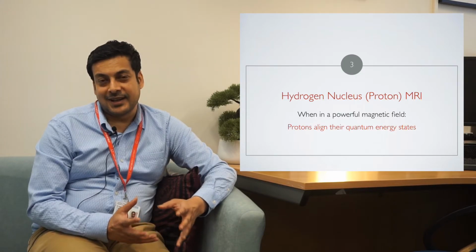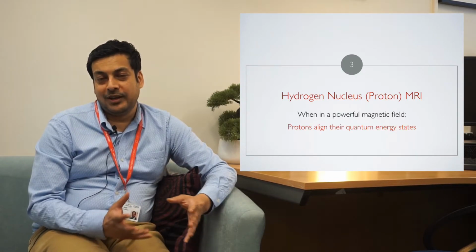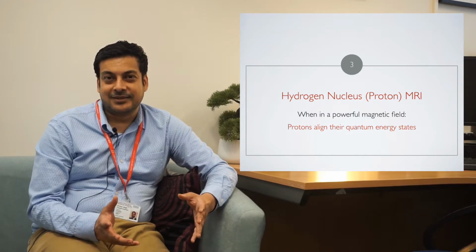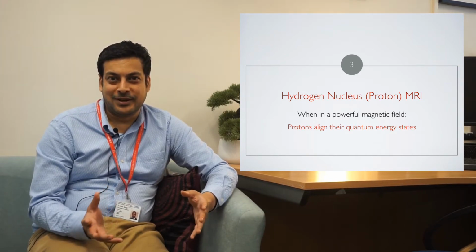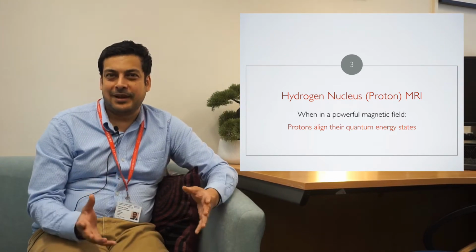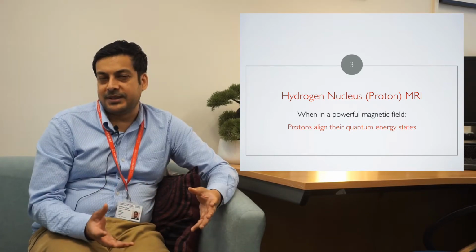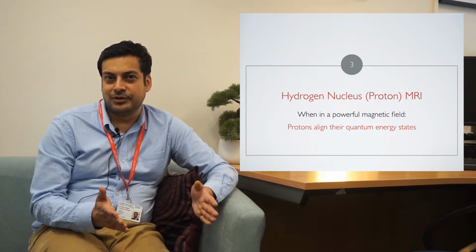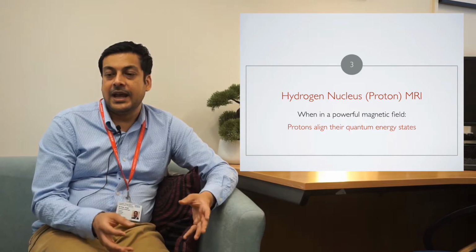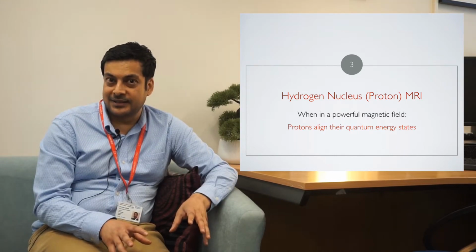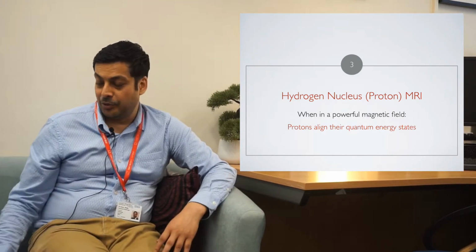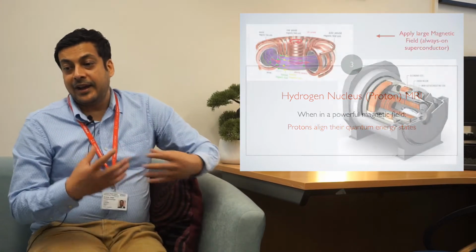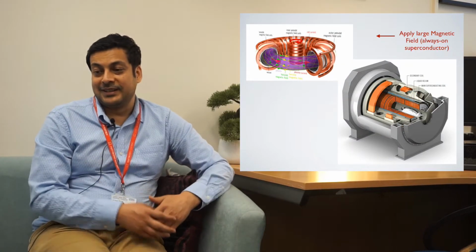The basic concept is if you put protons in a magnetic field, they all align their quantum energy states. Now, I've said quite a big word, quantum energy states, there. It doesn't really matter what that is. The main concept is that protons have a property called their quantum energy state, and if you put them in a magnetic field, they all align together.